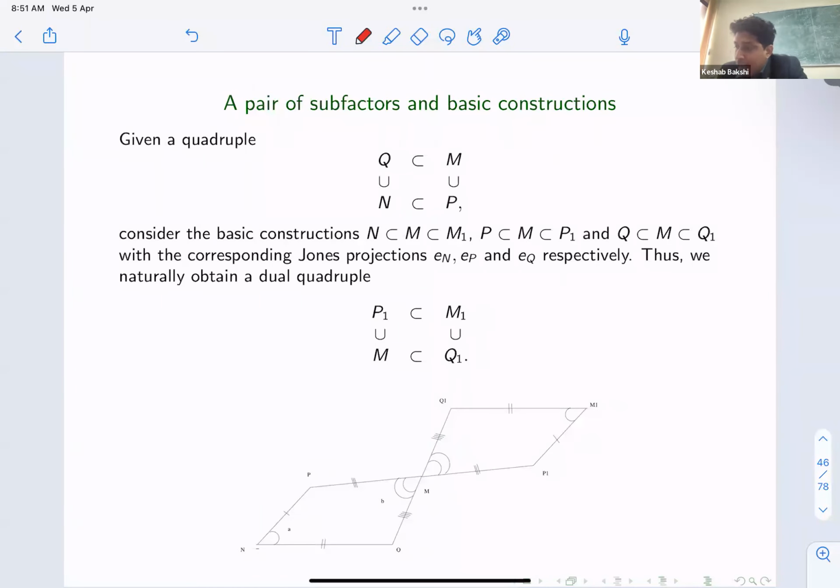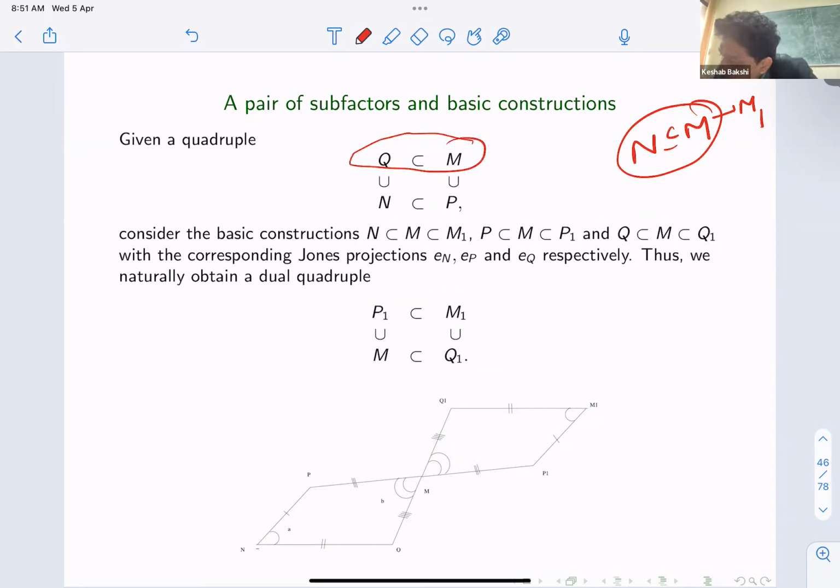Now, as I have told you, given a subfactor N subset M, you can go on and obtain a chain of subfactors M1, like that, by basic construction. Now let us come back to our two-subfactor theory, our research. So here we have two subfactors, M subset Q and M subset P, and a common subfactor M.